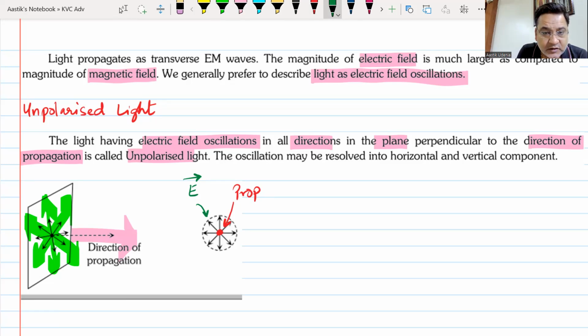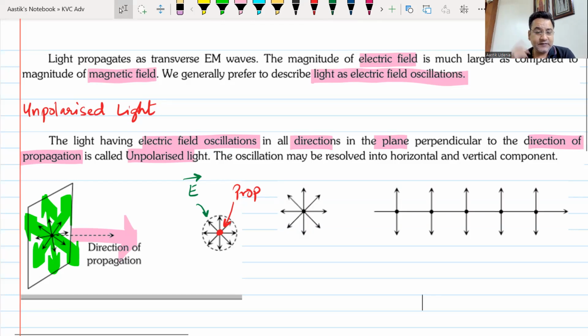Yes, sir. Now this unpolarized light, which is right now in the YZ plane, can be resolved into two components, one along the y-axis and one along the z-axis. You can call them the horizontal and the vertical component. Yes or no? Do we understand this? Yes, sir.